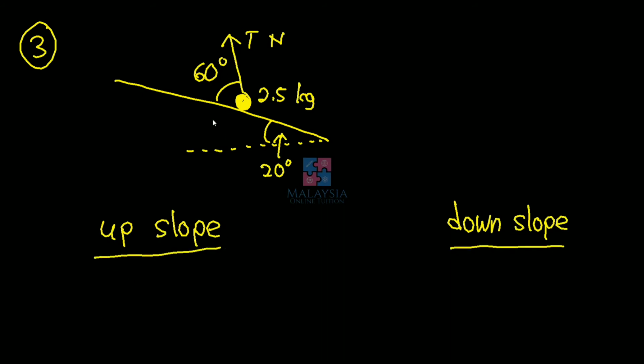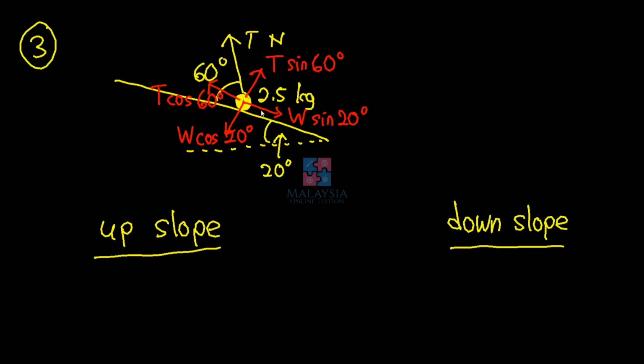So now before we start, let's draw our free body diagram. We will have in this direction W cos 20 degrees, or 25 cos 20, and going down the plane it will be W sine 20 degrees. And for the force T, this will be T cos 60 degrees, and going this way will be T sine 60 degrees. So as you can see now, we will have a force which will lift the W cos 20 degrees. So this will affect our friction value later.